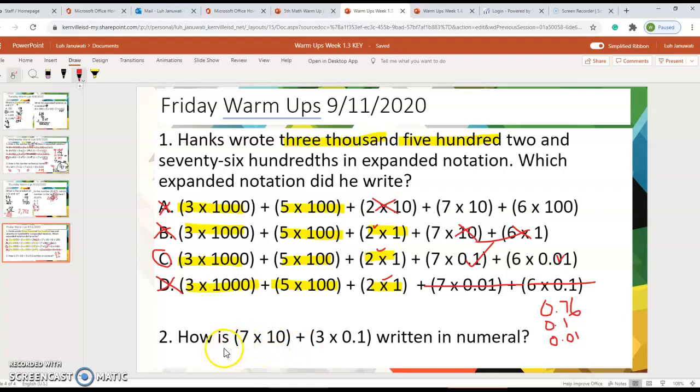Last question. Yay! How is 7 times 10 plus 3 times 0.1 written in numerals? So you say this is 70 plus 0.3. Stack them. Ladies and gentlemen, if you don't stack them, guess what? You would get it wrong. 70 dot. And you put your 0.3. And then add them. 70.3 or 70 and 3 tenths.